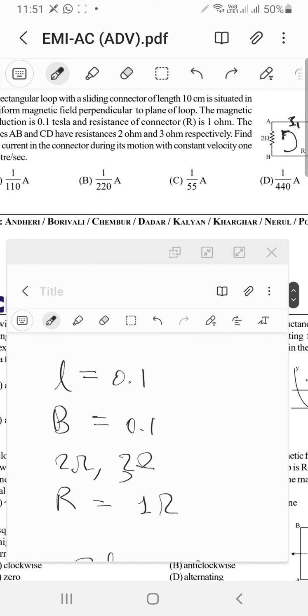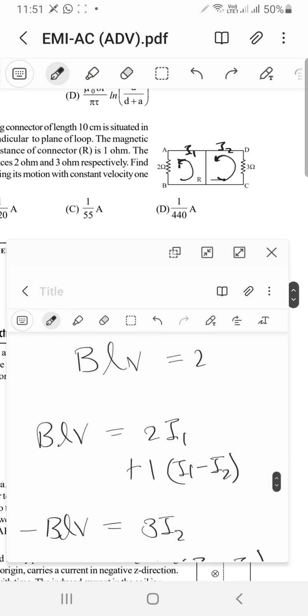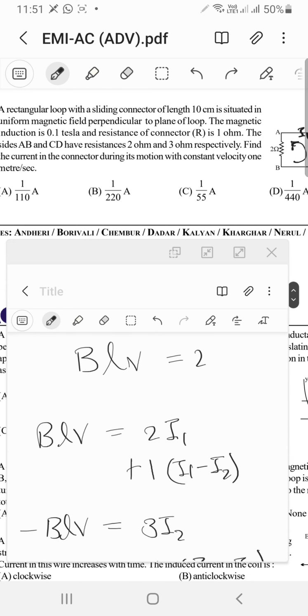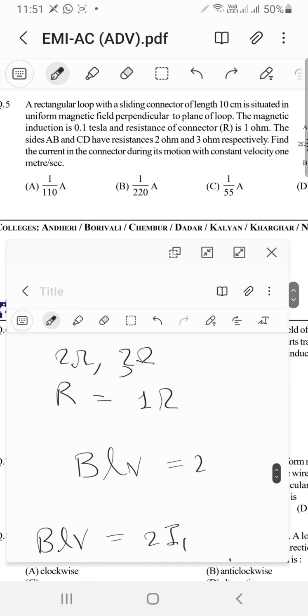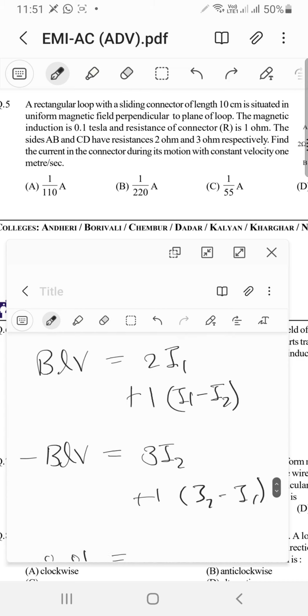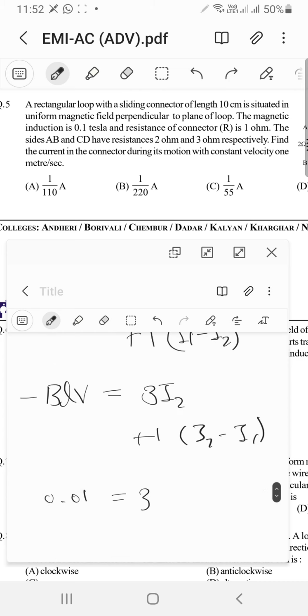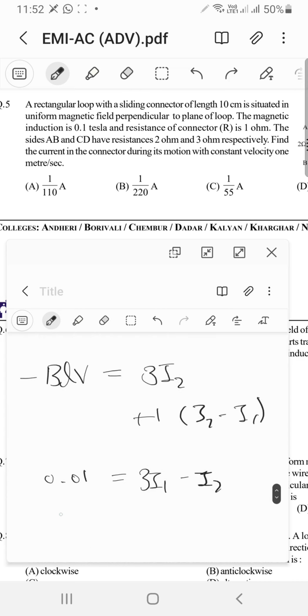In constant velocity, current in the connector. All right. Oh, okay, velocity 1 meter per second. So we know V is just 1 in SI units. Fine. So, okay, 0.01 equal to, let's solve this, should be 3I1 minus I2, and you have negative 0.01 equal to 4I2 minus I1, right? Cool.